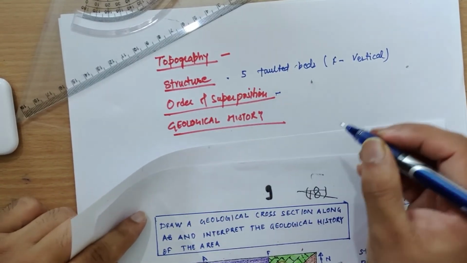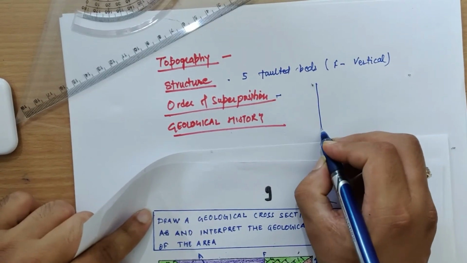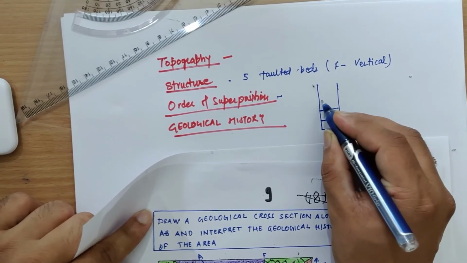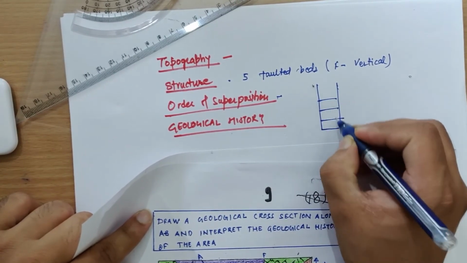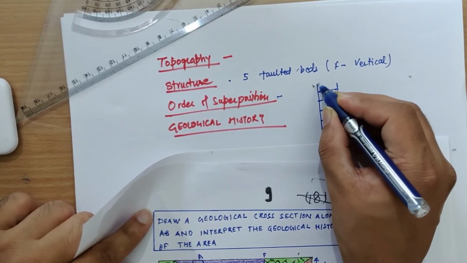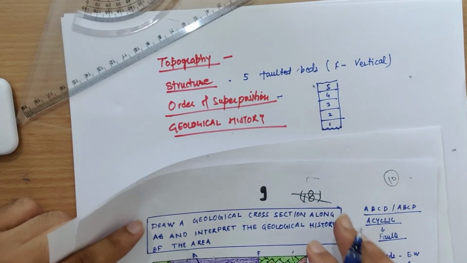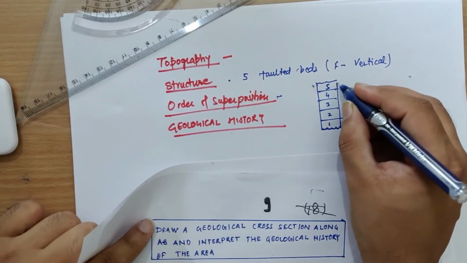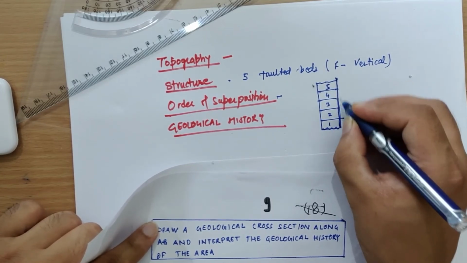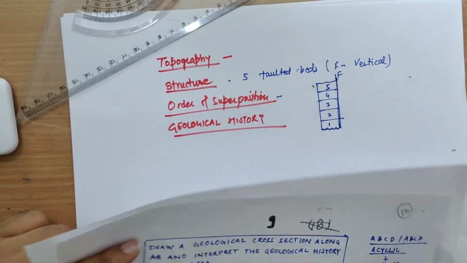Now order of superposition. In order to draw the order of superposition, we draw from bed number 1 to bed number 5. So here we have our bed number 1, we have 2, we have 3, we have bed number 4, and this will be bed number 5. There will be an unconformable basement for bed number 1, and then the area is faulted. So we just draw a vertical fault, and perpendicular to it, we write. So here is the order of superposition.